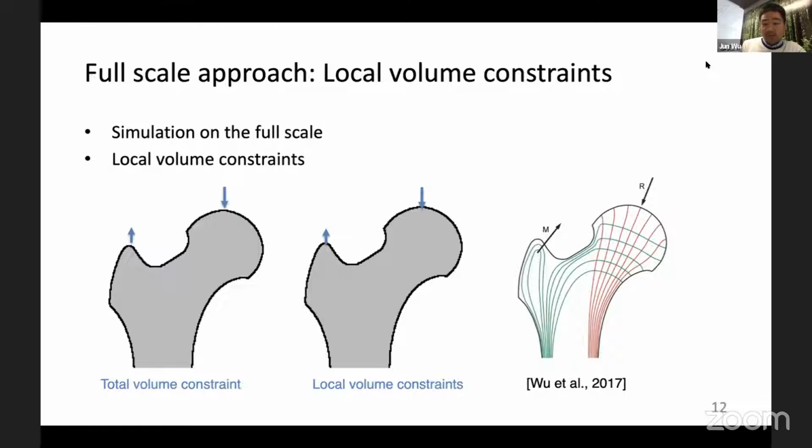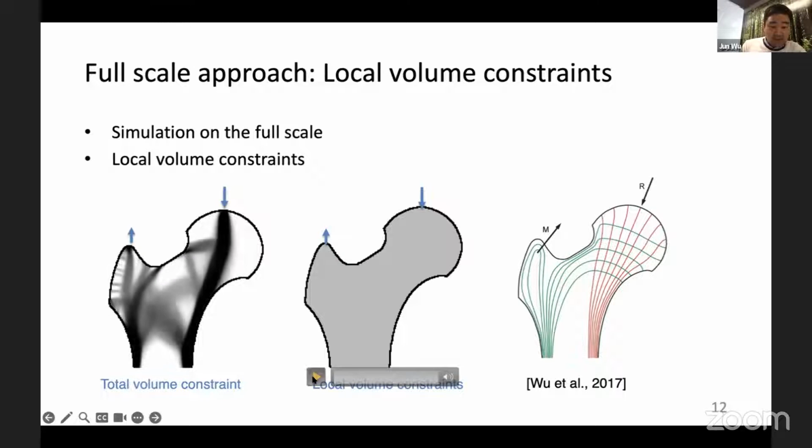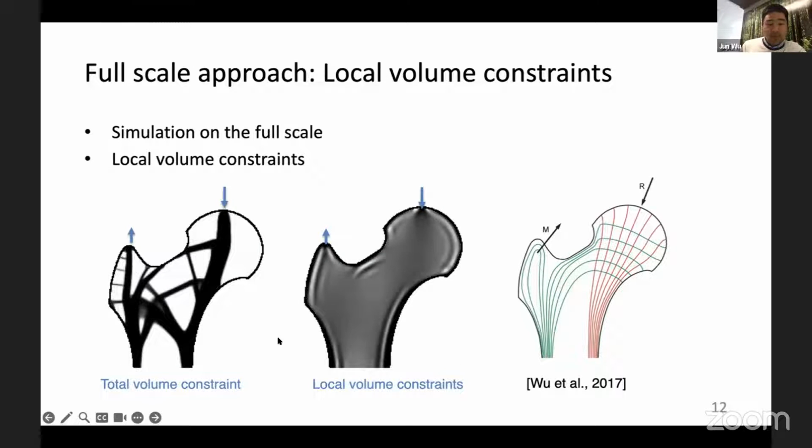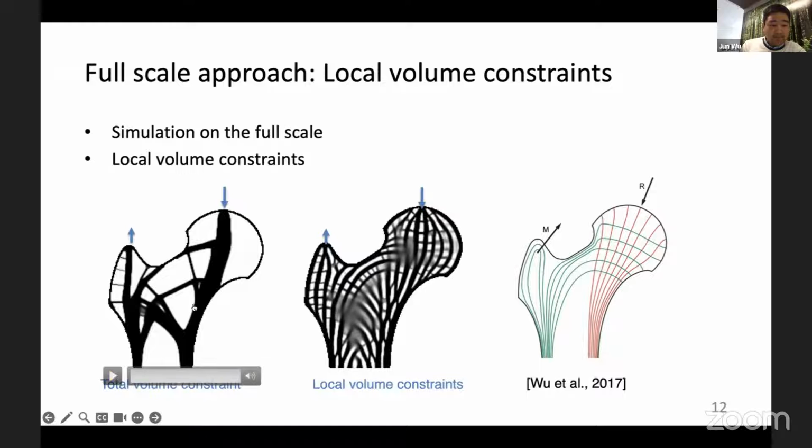Continue with full-scale approach. A different way to encourage the appearance of fine geometric details is to deviate from the total volume constraint, but replace it with a local volume constraint. Here, these two animations show optimization applied to the same boundary condition. So a single load case with the standard topology optimization, you will get a solid structure in the middle and empty space here. And with local volume constraint, it tries to spread the material as much as possible. Consequently, the structures have many microstructures.